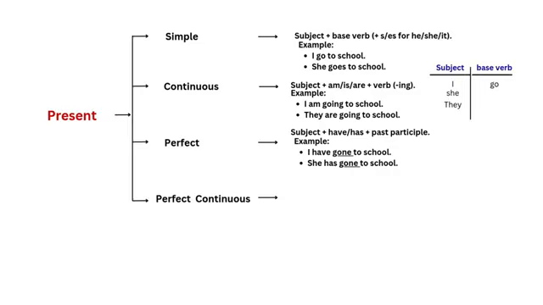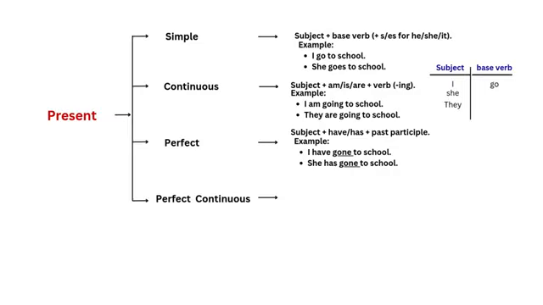Gone is the past participle of the verb go, showing the action is completed. To school is the object, showing where the subject went. She has gone to school. Here, she is the subject.